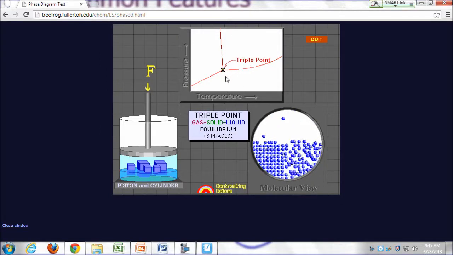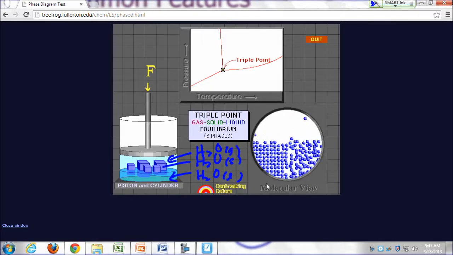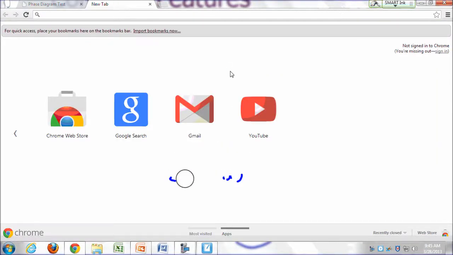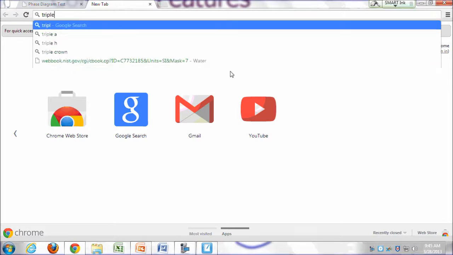Eventually you reach a point, what's called the triple point, where you're going to have solid. So that point where you have the intersection between the three regions, you have solid water, that's ice, and you have liquid water and gaseous water at equilibrium. That is called the triple point of water. And where does that happen? Under what conditions? Let's look it up.